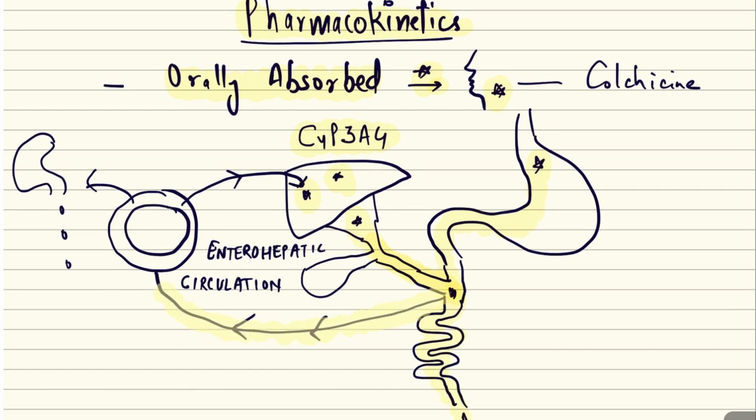Here we can see the colchicine is again reabsorbed back into the circulation. Here again the colchicine goes into the liver, and part of the colchicine goes to the kidney. The part which comes into the liver is again excreted back into the bile, and this is known as enterohepatic circulation. The part of the colchicine which goes to the kidney is excreted through urine. So colchicine has excretion through the kidney as well as through bile.